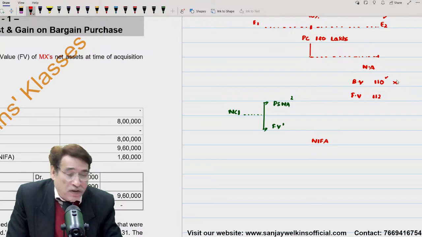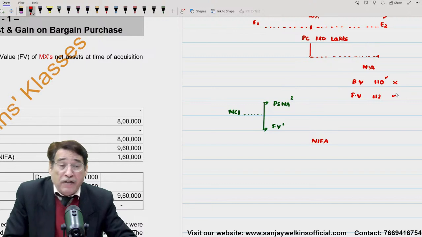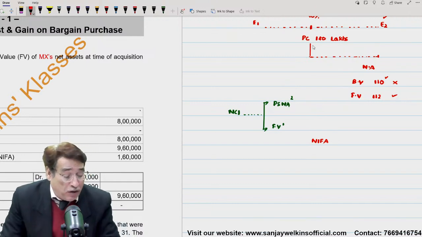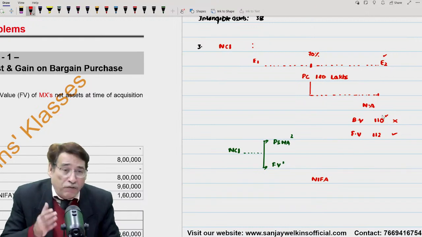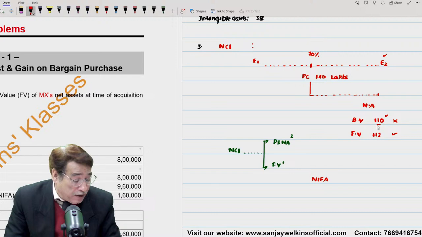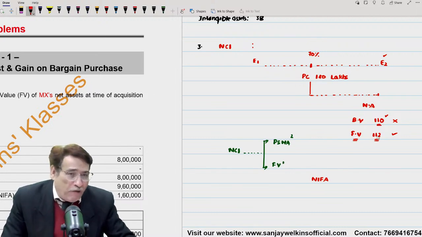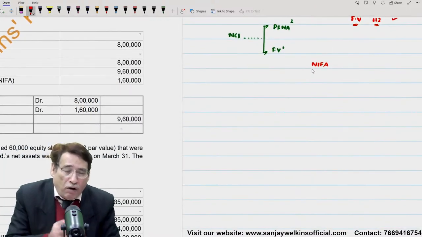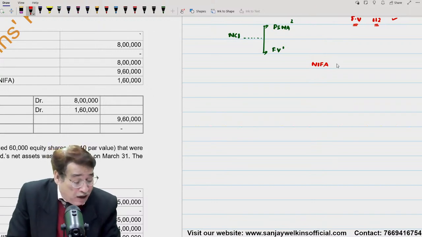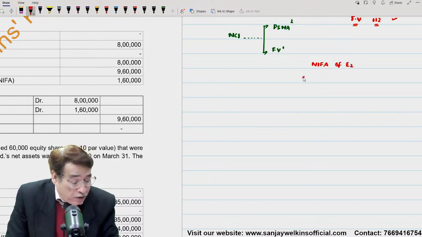Correct? So we are not concerned with this. What we are concerned with is the fair value of the net assets on the date of acquisition, because on this date we have got the control. On this date, I have already told you, net assets of subsidiary company or acquiring company is 110 and their fair value is 112. So the fair value of net assets is known as NIFA, that is net identifiable assets of the acquiring company on the date of acquisition. Correct? Net identifiable assets of acquiring company, that is E2, on the date of acquisition.